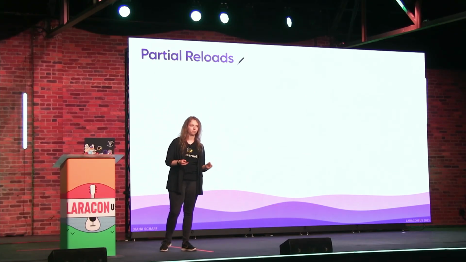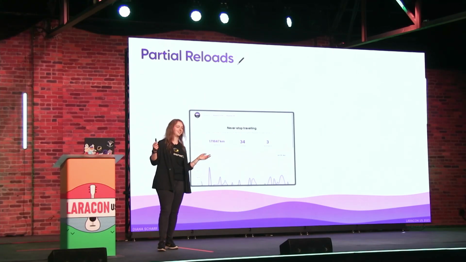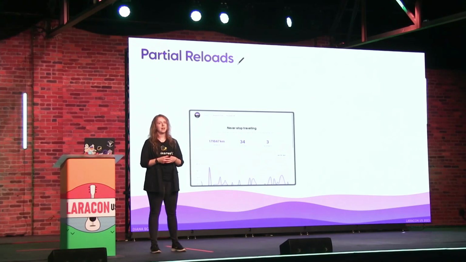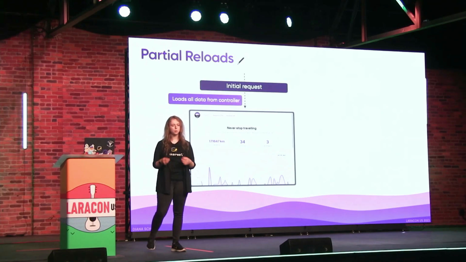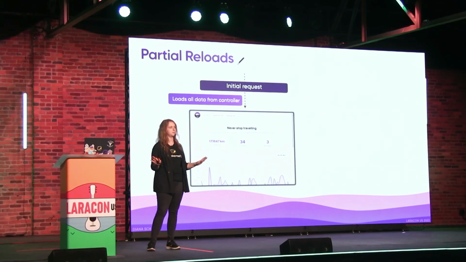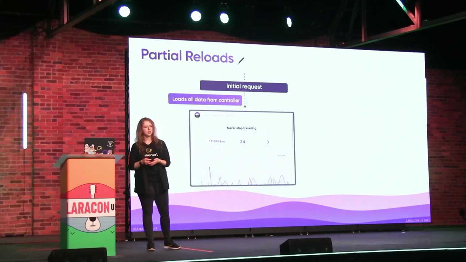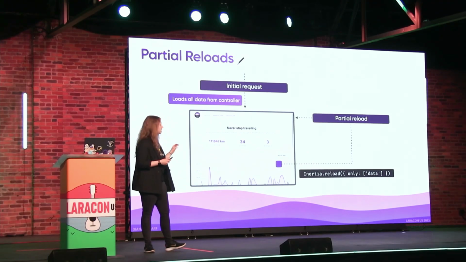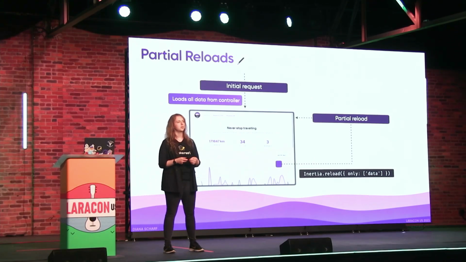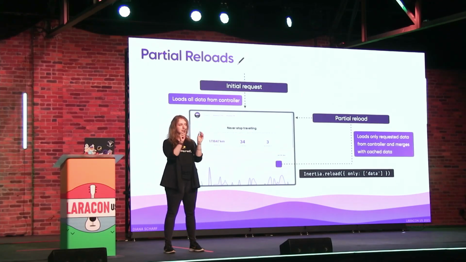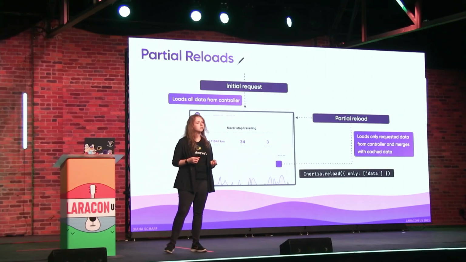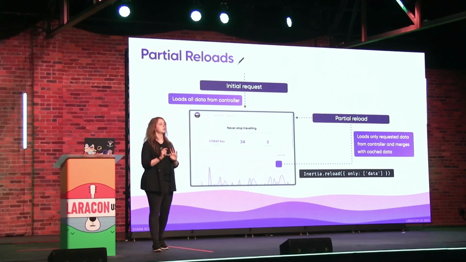For example, you have a page with data that can be filtered or sorted, like a list or a chart. And on initial request, the controller will load and evaluate all data that we need for this page, kind of obvious. If you then change a filter or a sorting in the front end, Inertia can request a partial reload of this page. So the controller returns only the data that is affected by this filter change. Inertia in the front end then merges the updated data with the cached data in the front end, and this drastically reduces your page load as well.